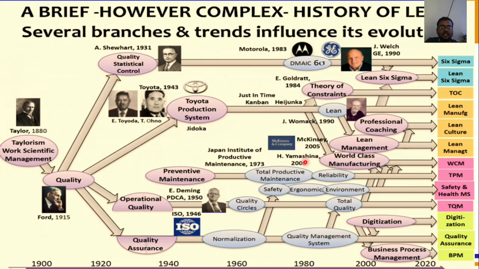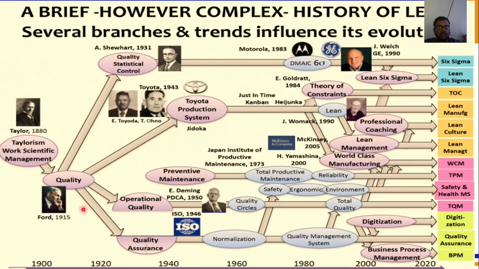Maybe this slide or image looks complex, but this is how complex the history of lean is, and how different trends have influenced it and how the concept of lean has evolved over a period of time. I'm not going to describe it in detail, but a few key aspects: it started off with F.W. Taylor, who started the concept of scientific management in the year 1880.